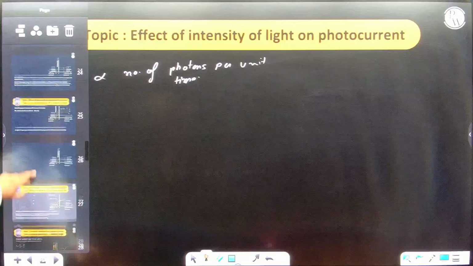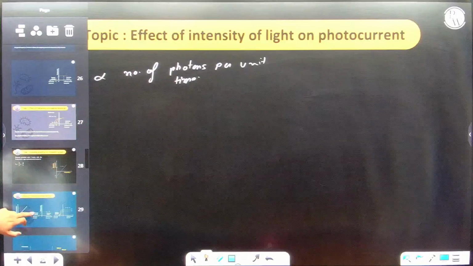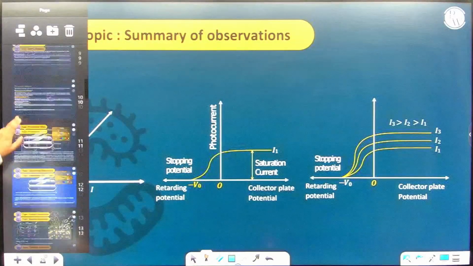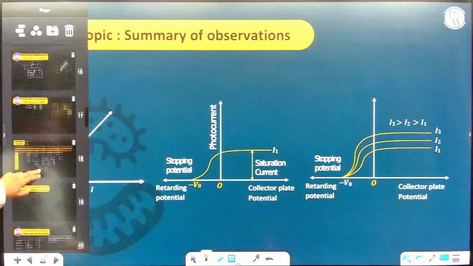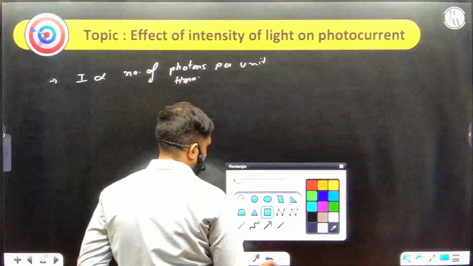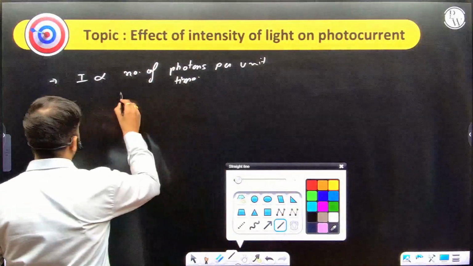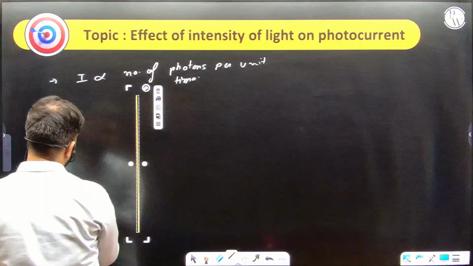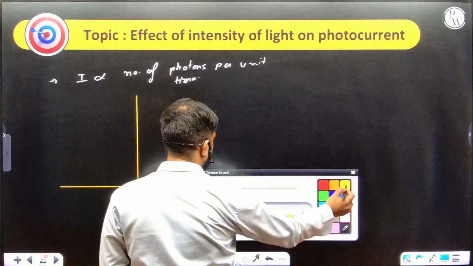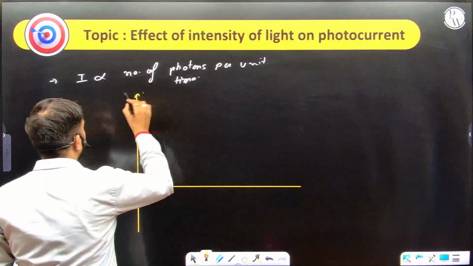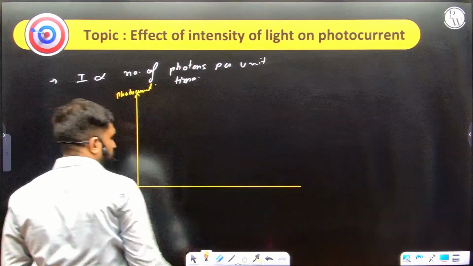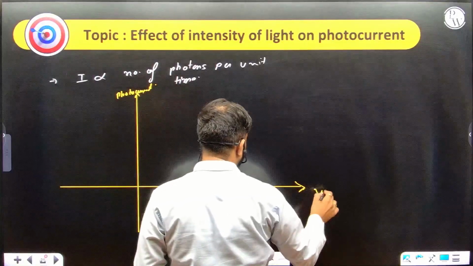Here we have drawn the graph. Later on we'll compare all the three graphs. Right now let's make it here. On this we will plot photocurrent, and on this we will plot the applied voltage.